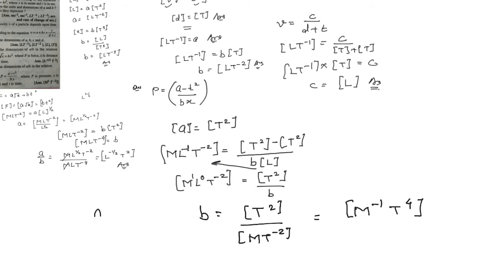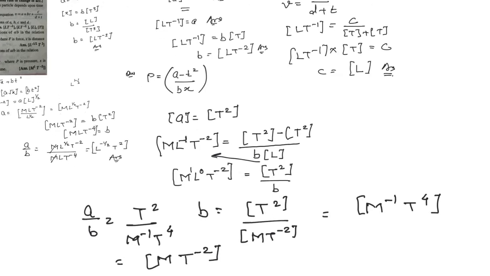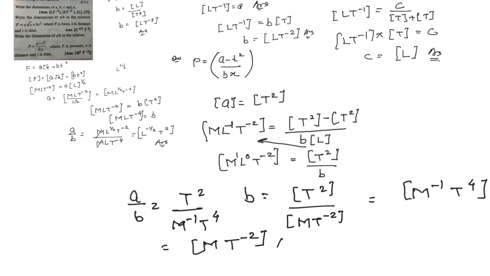Correct class? So what will be, class, a divided by b? So a is our t square and b is M minus 1 T4. So it will be M positive and T minus 2. Correct class? Class, all of you getting this answer?